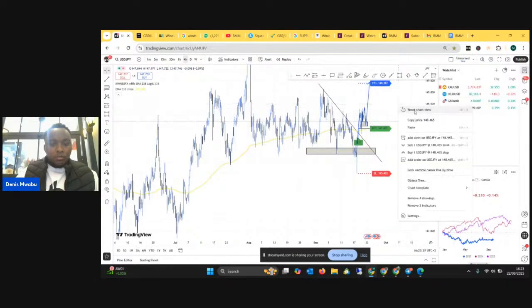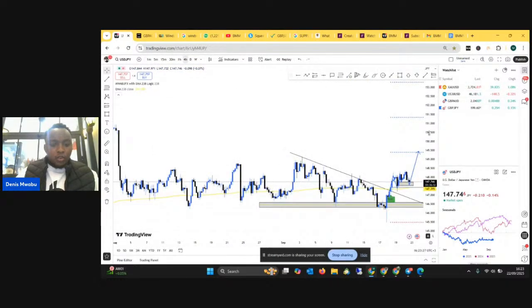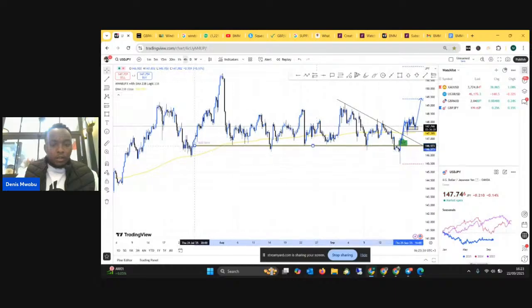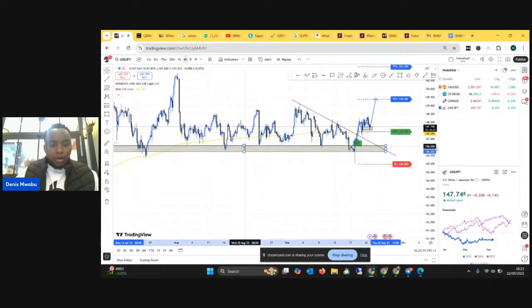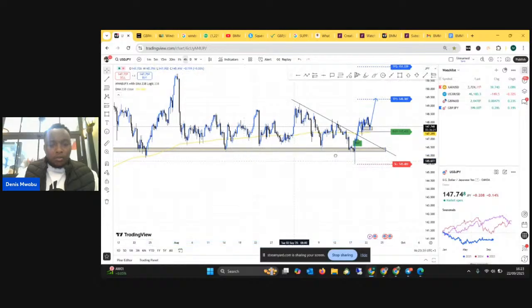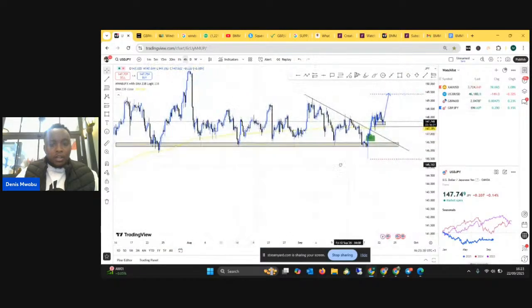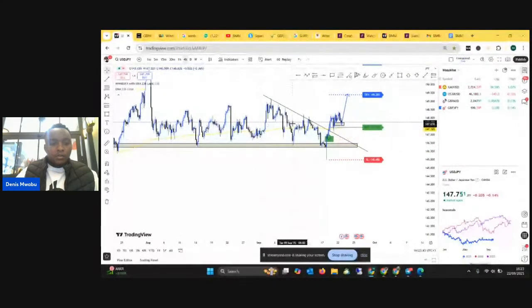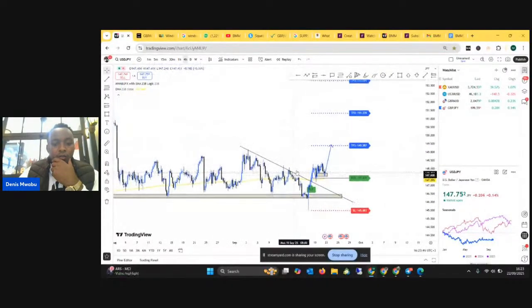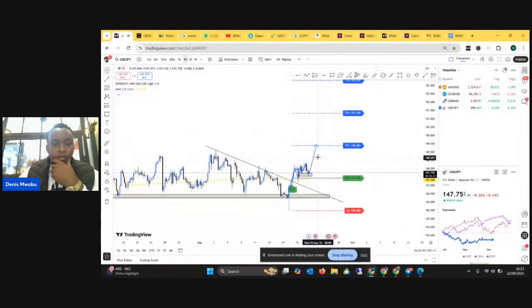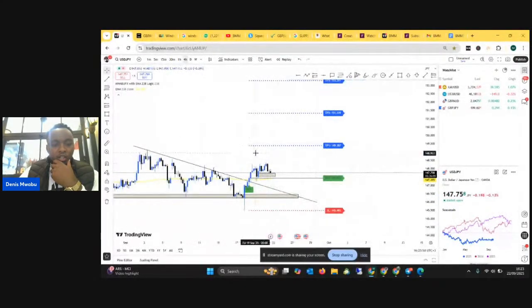Trading is not hard, people complicate it. I try and keep it as simple as I can. As you can see, we had an area here that was tapped several times, and we now have it reversing. So on the 4 hours time frame, you can see on USDJPY that it's actually bullish.